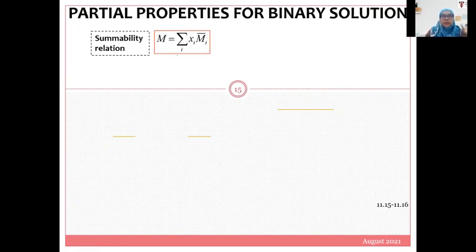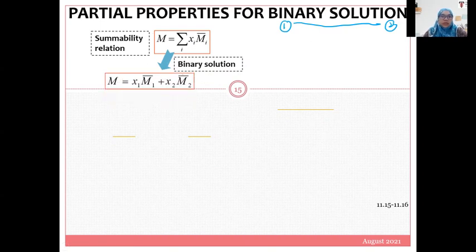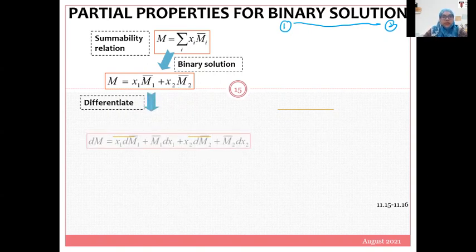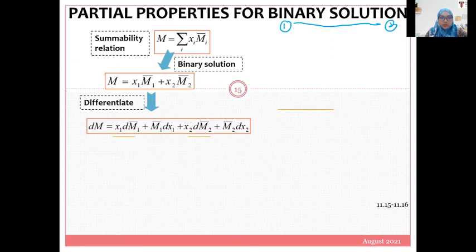Okay, back to the summability relation. M, or the thermodynamic property, equals the summation of the composition of species times the partial properties of the species. So we can expand it, since we have the binary, with component 1 and 2. It gives us the total thermodynamic property equal to component 1 plus component 2. And then when we differentiate it, we can have this expression.